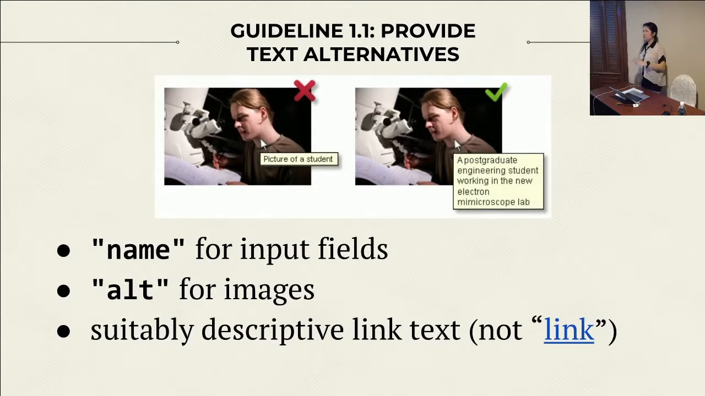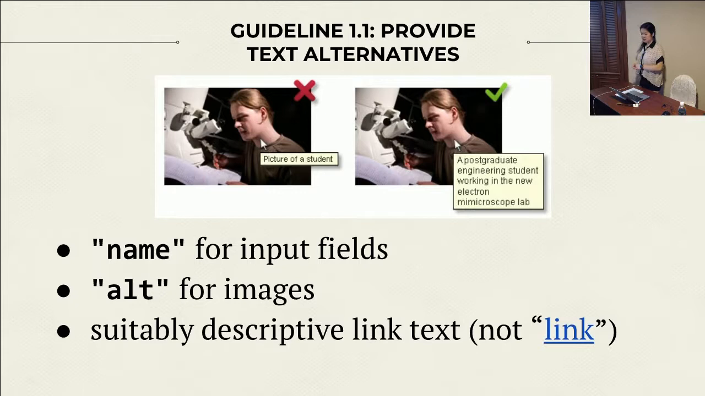A point to note is that alt text should also be descriptive. For example, if you write "picture of a student," it's not very helpful. As someone who can see the visual input, you can get a lot more information about this picture than just "picture of a student." So you can put in more detail, like "engineering student working in a microscope lab."